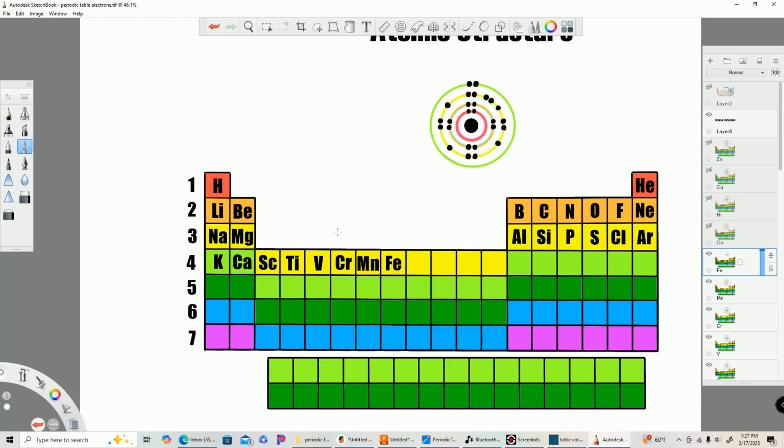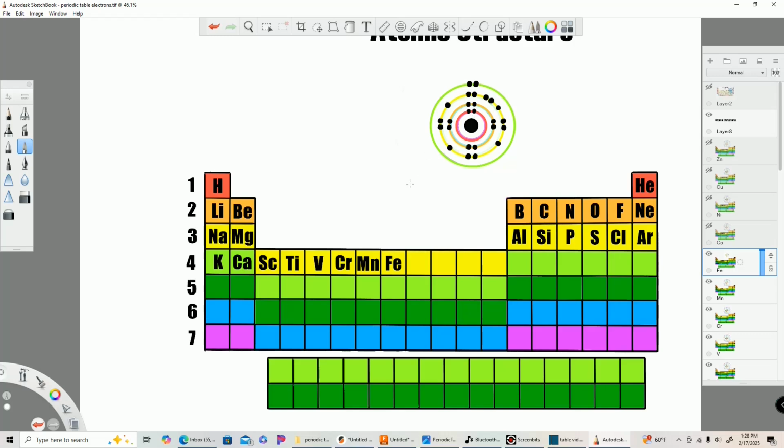So let's just go down to the 3rd principal level. You have 1, 2, 3, 4, 5, 6, 7, 8, 9, 10, 11, 12, 13, 14 electrons. In the 2nd principal level, you have 1, 2, 3, 4, 5, 6, 7, 8. And in the 1st principal level, you just have 2.